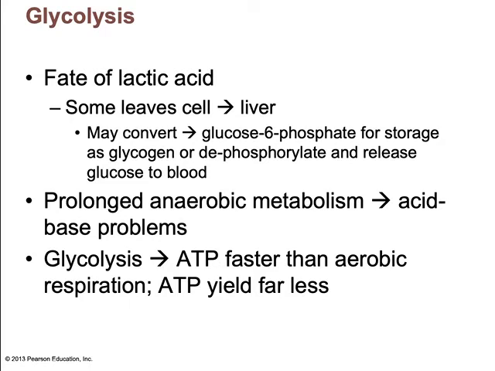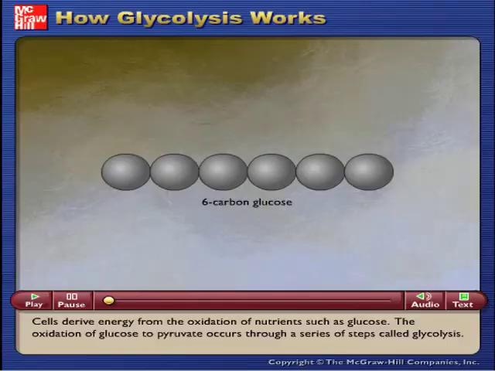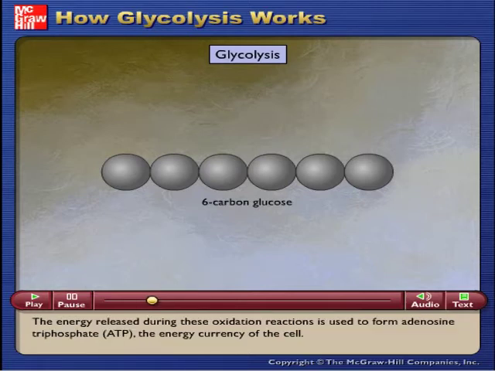So let's take a look at an overview of glycolysis. Cells derive energy from the oxidation of nutrients such as glucose. The oxidation of glucose to pyruvate occurs through a series of steps called glycolysis. The energy released during these oxidation reactions is used to form adenosine triphosphate, ATP, the energy currency of the cell.